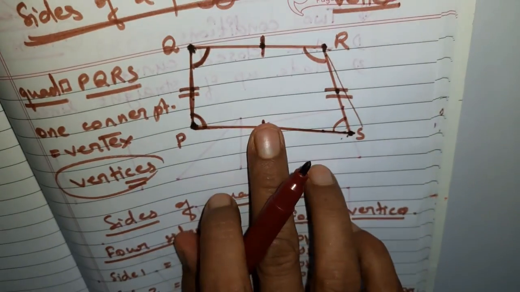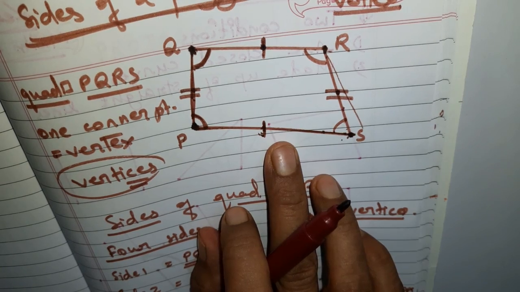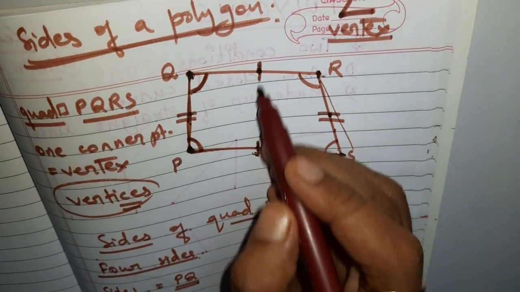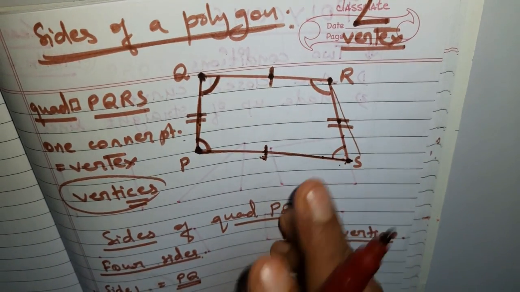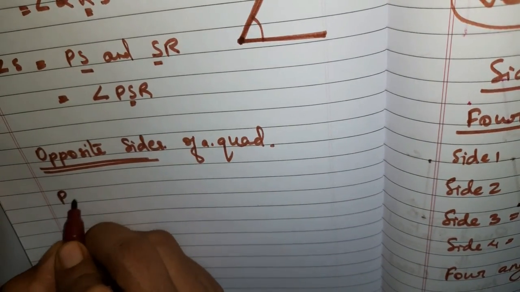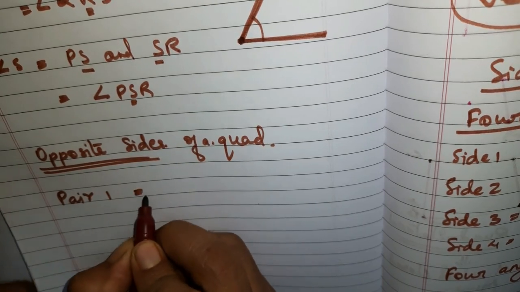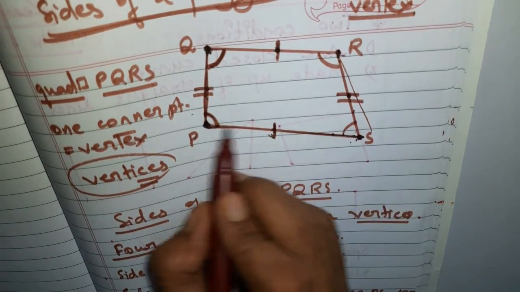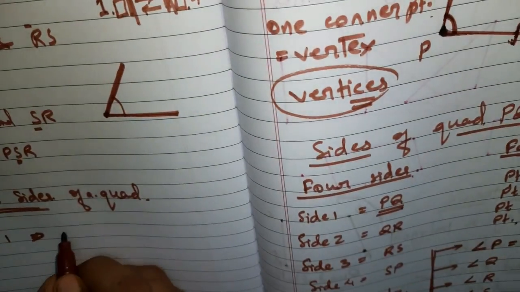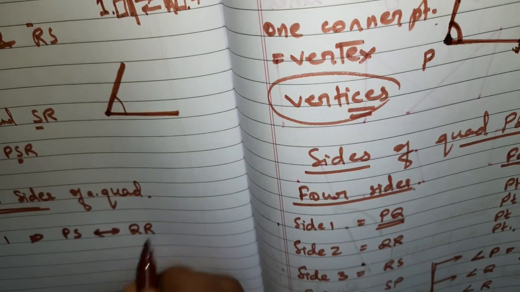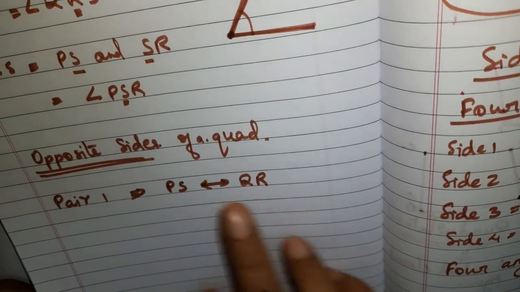So what are the opposite sides of this quadrilateral? Let us write about the opposite sides. How many pairs do we have here? We have only 2 pairs of opposite sides. Although there are 4 sides, we have 2 pairs of opposite sides. So first, pair 1. What is pair 1? Pair 1 is PS is opposite to QR. Okay, PS is opposite to QR.